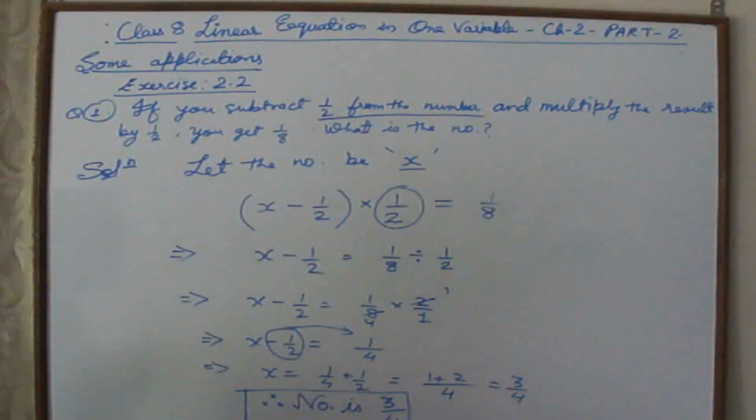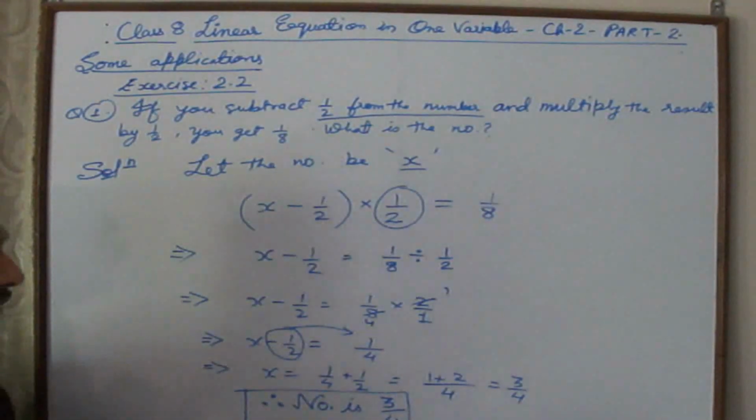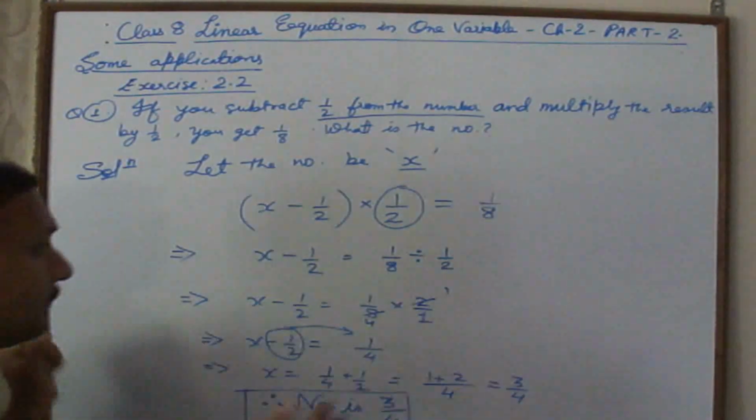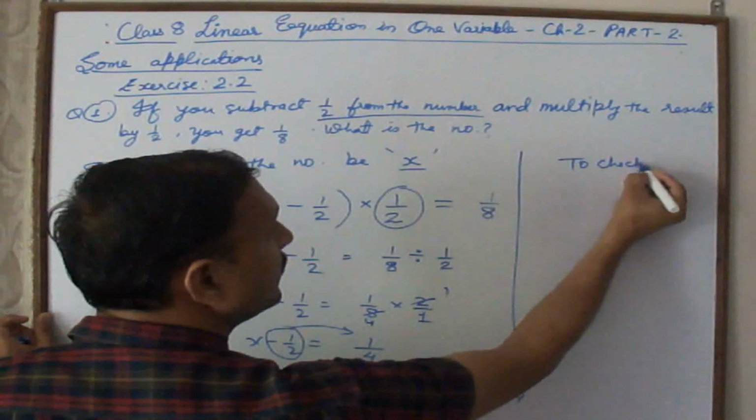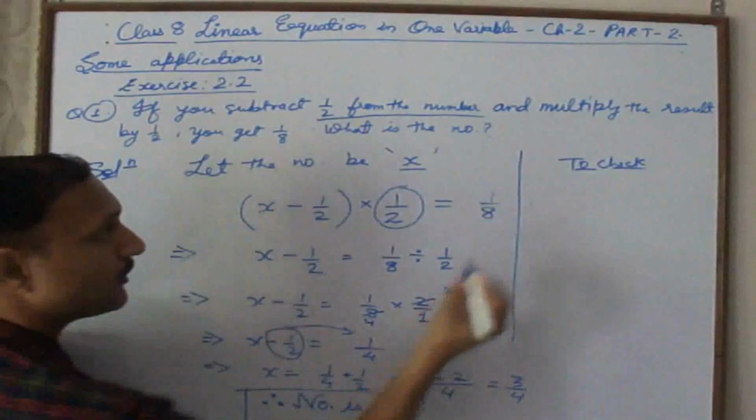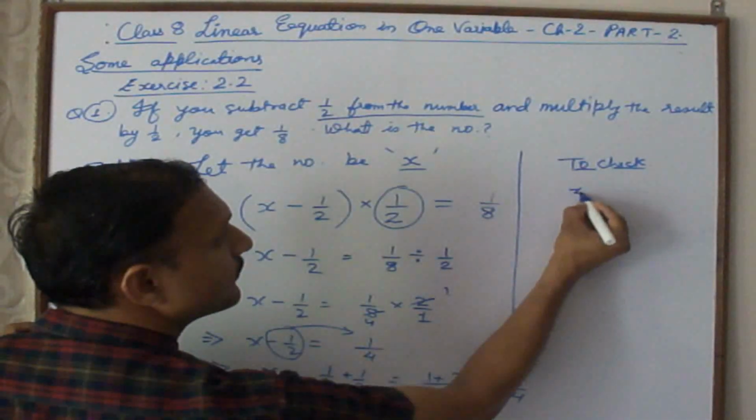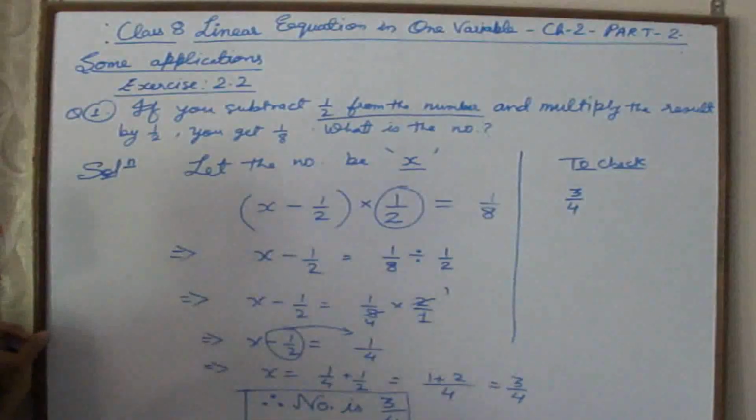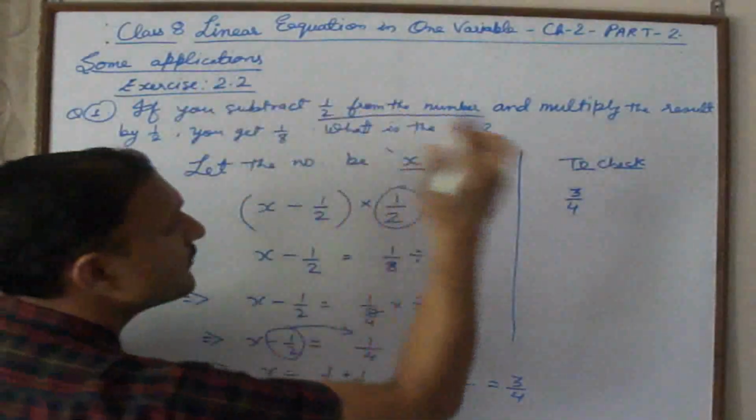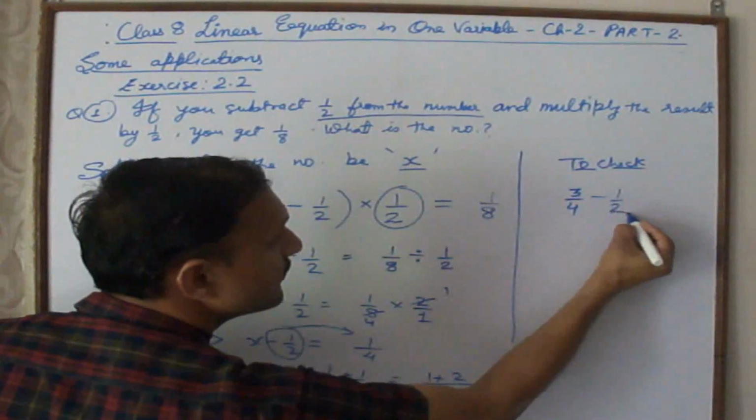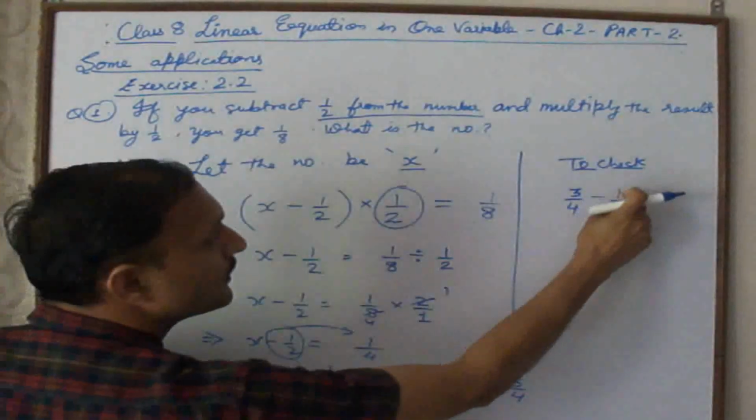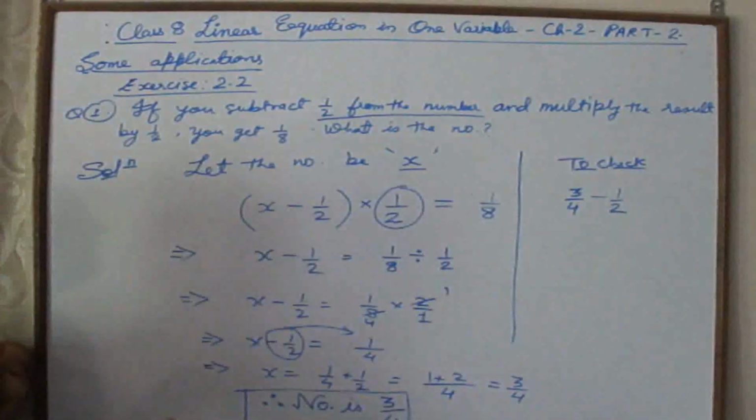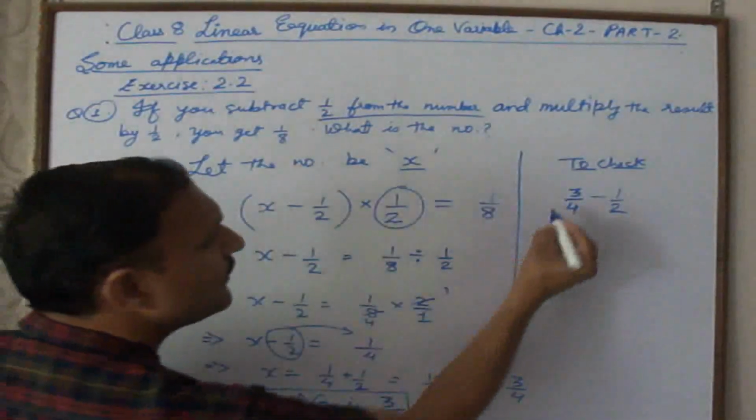And now if you wish to check, we can check whether our answer is coming correct or not. So let's check this also. The number is 3 by 4. Now what is the question? Read it again. If you subtract half from the number: the number is known to us now, 3 by 4, and we will subtract half. Now we can easily subtract because these are fractions only.